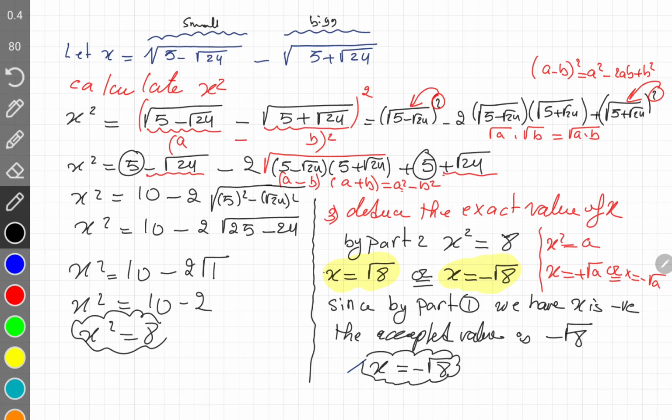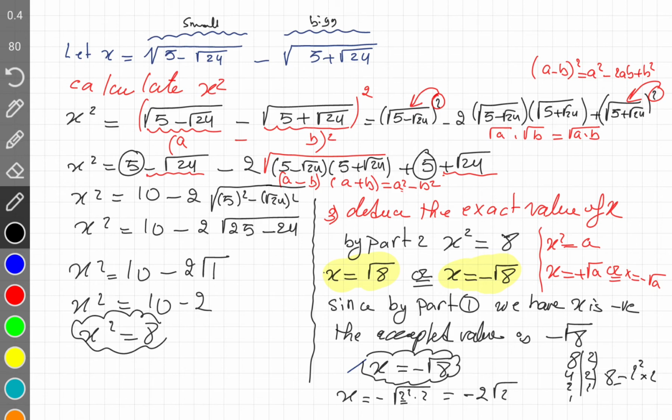But we can simplify radical 8 again, because if we make a prime factorization for 8, we deduce that 8 is equal to 2 squared times 2. So x is equal to minus radical 2 squared times 2. This is a 2 squared. So x is equal to minus 2 radical 2.